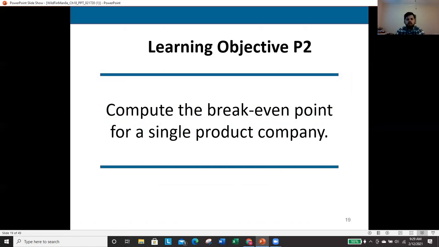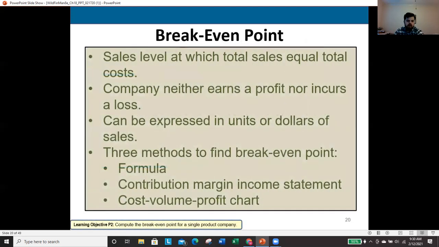So what we need to understand, starting out in this chapter, is that we're going to look at a single product company. Toward the end of the chapter, we'll deal with a multi-product company, which is more realistic. But we're going to get our feet wet here with this break-even point for a one product company. So just general things we need to understand about break-even point.